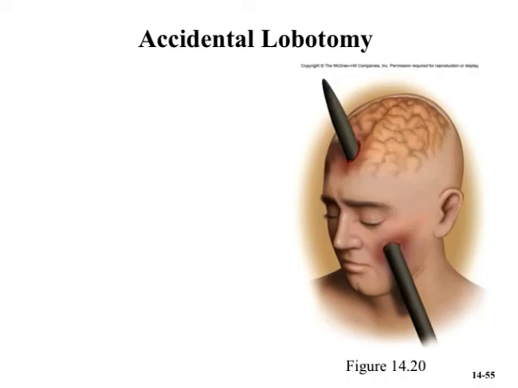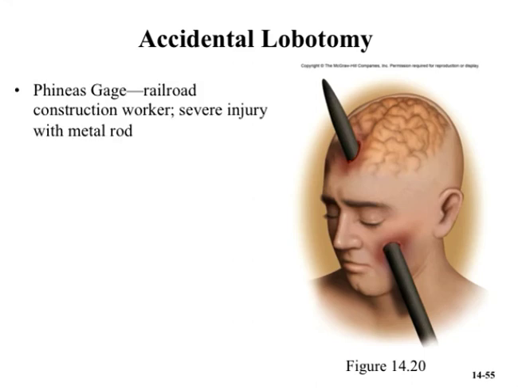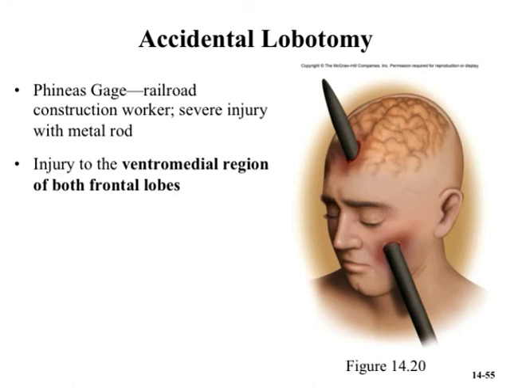Okay, we've talked about Phineas Gage. Let's give you a little insight into what happened to this poor gentleman. He was the recipient of an accidental lobotomy. He was a railroad construction worker, and he was the unwelcome recipient of a severe injury that involved the shooting of a metal rod through his cheek out to the top of his head, as pictured in 1420. This was an injury to the ventromedial region of both frontal lobes. You can see here where the spike exited the brain.